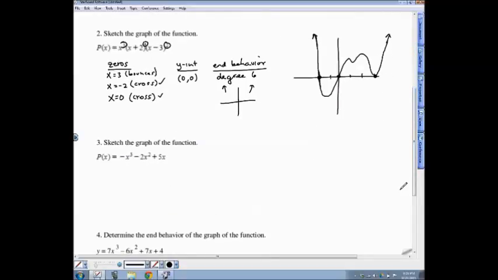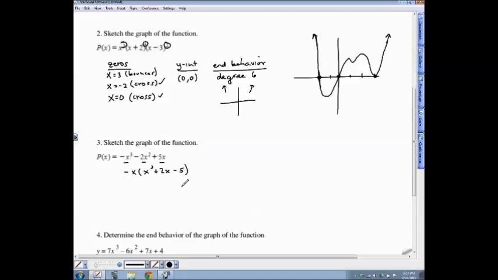Question 3, we still have to do the same things as in question 1 and 2. Before we do that, though, we have to write the polynomial in factored form to find the zeros. So, if you look at all three terms, the common factor in each of the terms is x, or in this case, negative x. If you factor out negative x, you're left with x squared plus 2x minus 5.